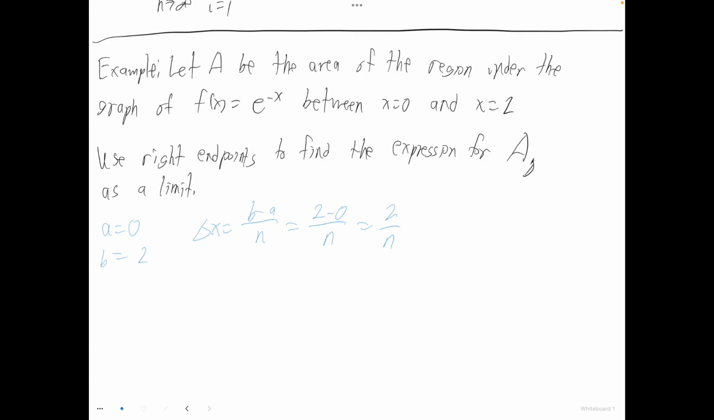So now we want to get our x sub i's. Well, x sub 1 is going to be 2 over n. x sub 2, we're going to add on one more of them, so it's going to be 4 over n. x sub 3 is 6 over n, and so on to x sub n, which is going to be 2n over n. In general, x sub i is going to be a, which is 0, plus i times delta x, which is 2 over n. So x sub i is 2i over n. Okay, and so that is the general x sub i.